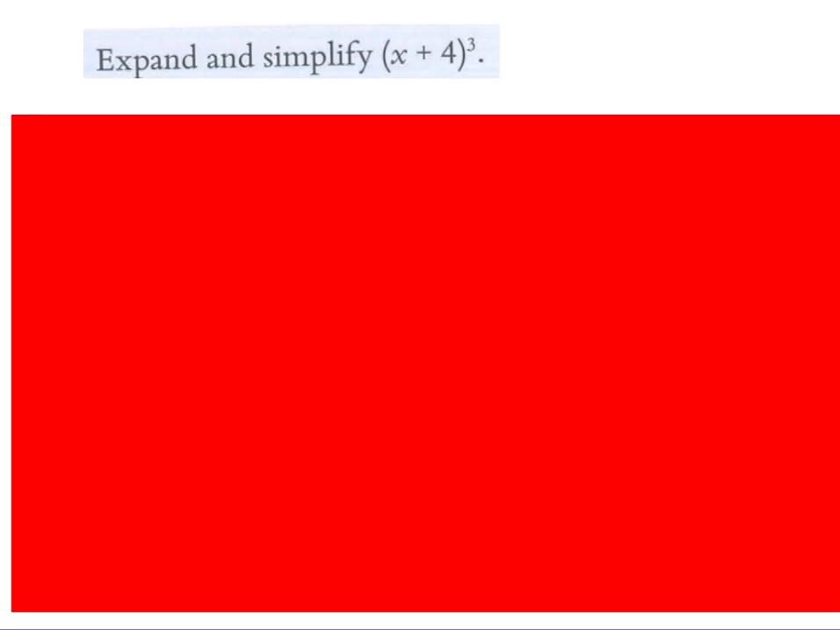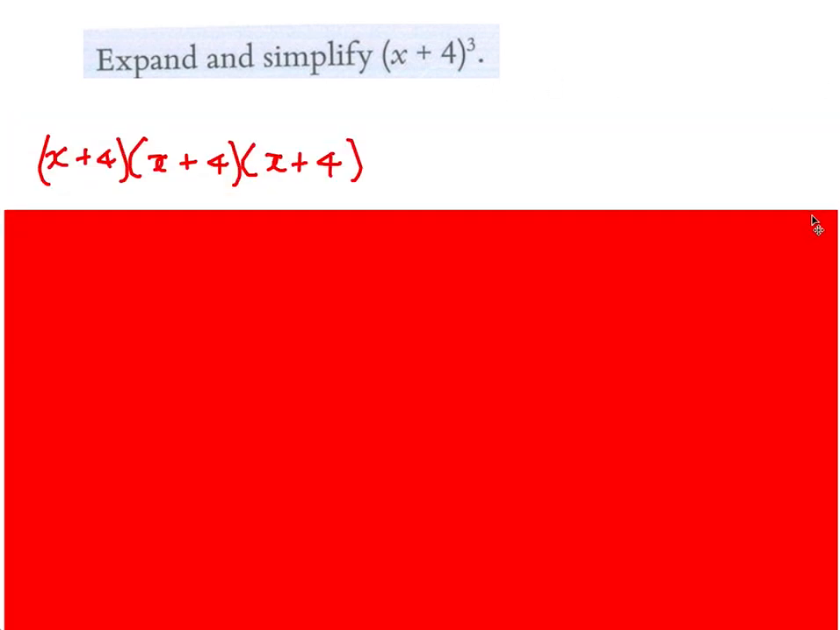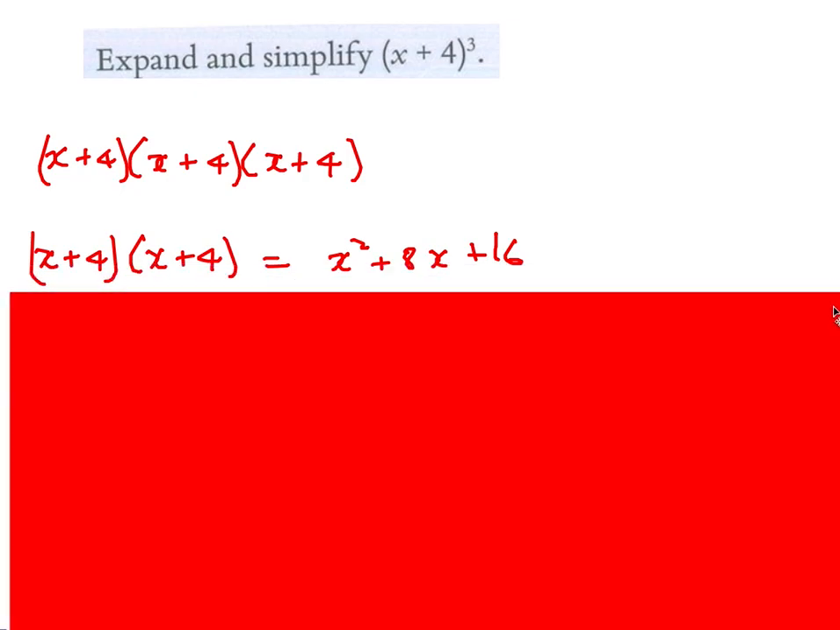Go on, let's just do one last one for the double and triple brackets. Here we go, x plus 4 cubed. First off, they're just checking that you know that x plus 4 cubed means x plus 4 times x plus 4 times x plus 4. So as long as we know that, we're okay. Let's work out an x plus 4 times an x plus 4. x times x, x squared, x times 4 is 4x, and another x times 4 is 4x, so we've got 8x, and then 4 times 4 is 16.